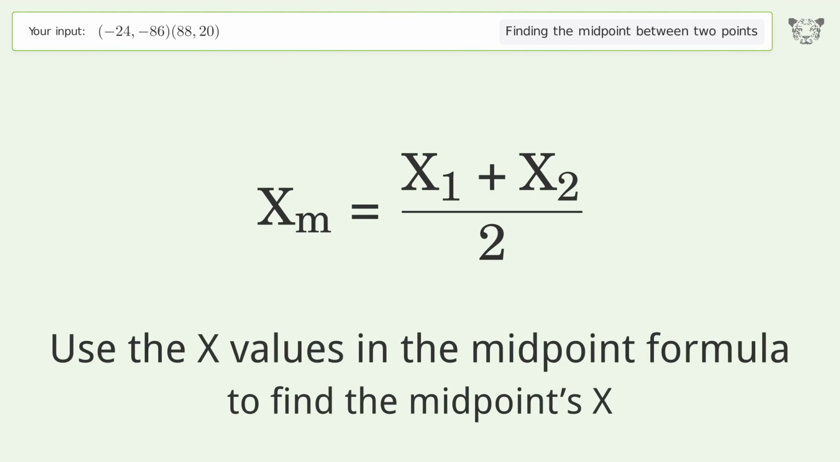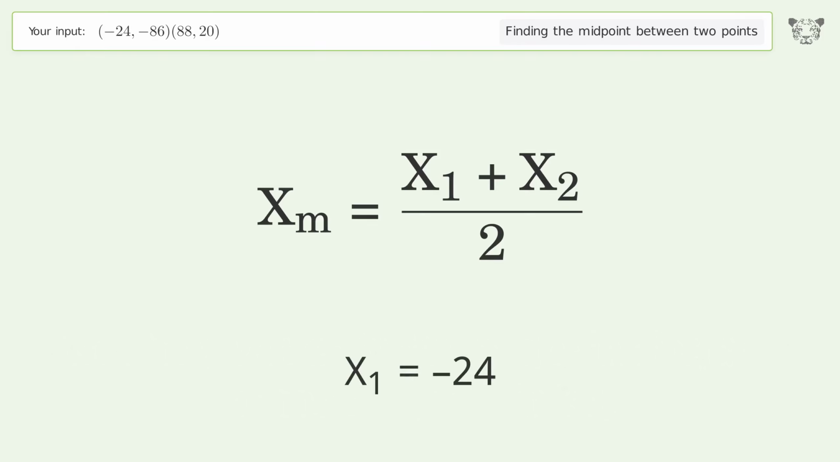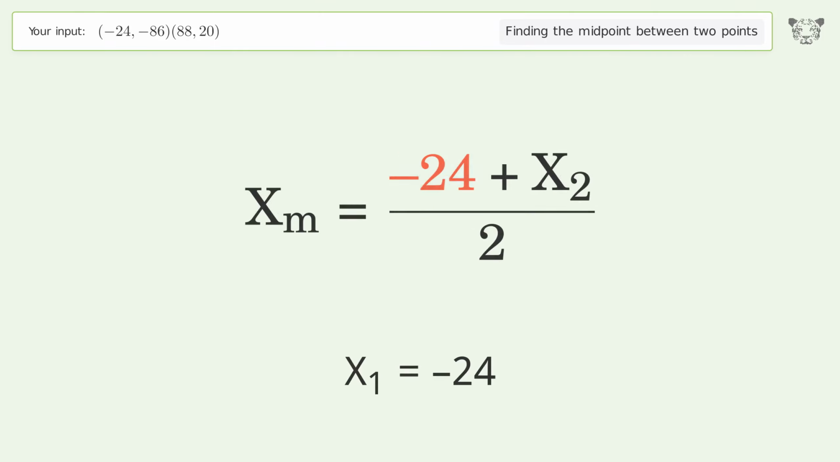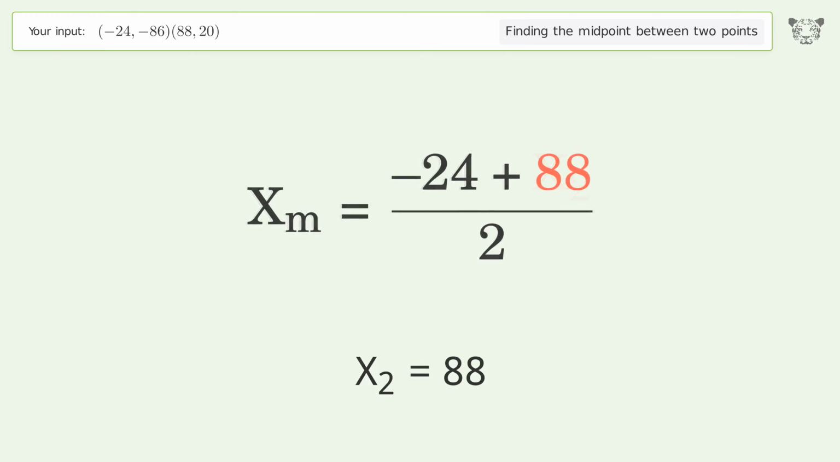Use the x values in the midpoint formula to find the midpoint's x. x1 equals negative 24. x2 equals 88. Simplify the arithmetic.